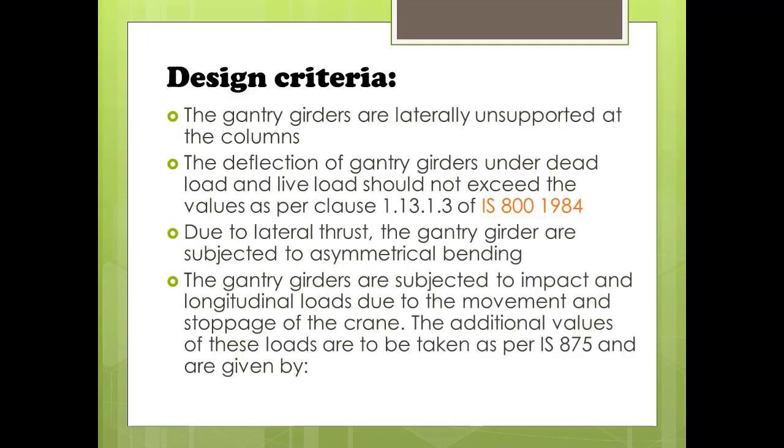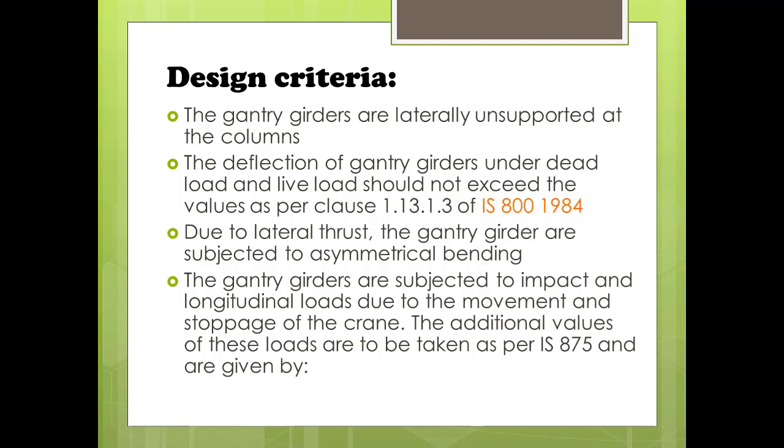Now we will move to the design criteria. So we will start with the design. Before that, we have to know about the design criteria. The first criteria: the gantry girders are laterally unsupported at the columns, to be very clear. The deflection of the gantry girders under dead load and live load should not exceed the values given as per the clause. I have mentioned the clause also, clause number 1.13.1.3 of IS 800 1984.